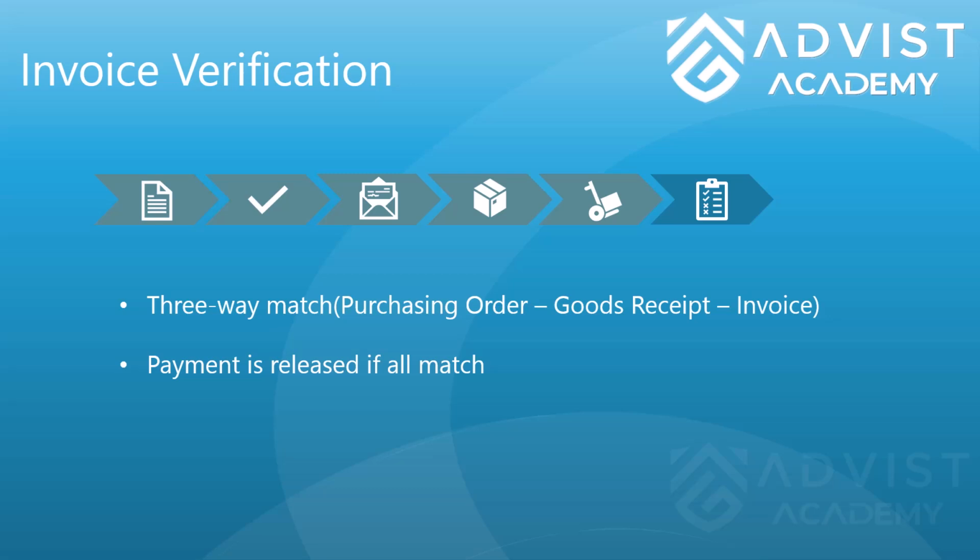Following goods receipt, invoice verification takes place. The invoice issued by the supplier is matched against the purchase order and the goods receipt. This so-called three-way match ensures that payment is only made if all three documents, the purchase order, the goods receipt, and the invoice, match. Only then is the invoice released for payment.